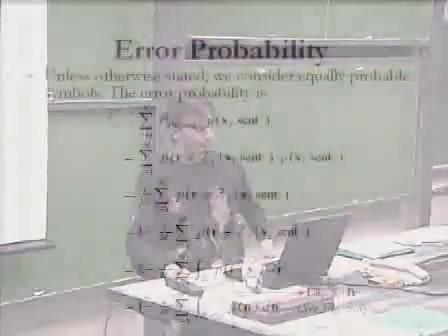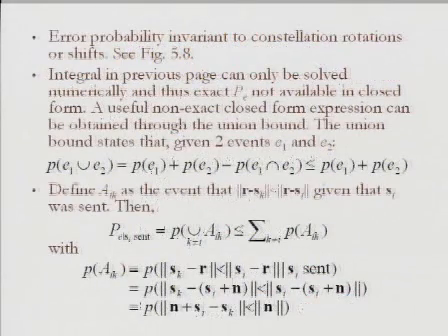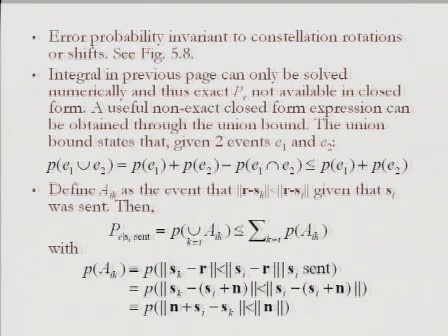We started by deriving error probabilities for these linear constellations. So we went through a lengthy derivation of the error probability, which, recall, has the interesting property that it's invariant to rotations and shifts in the constellations. That's a pretty important property.